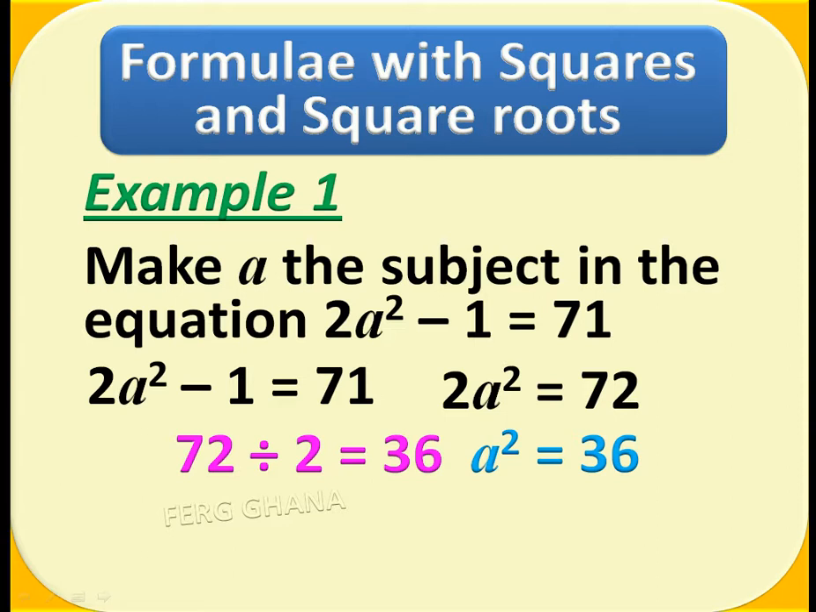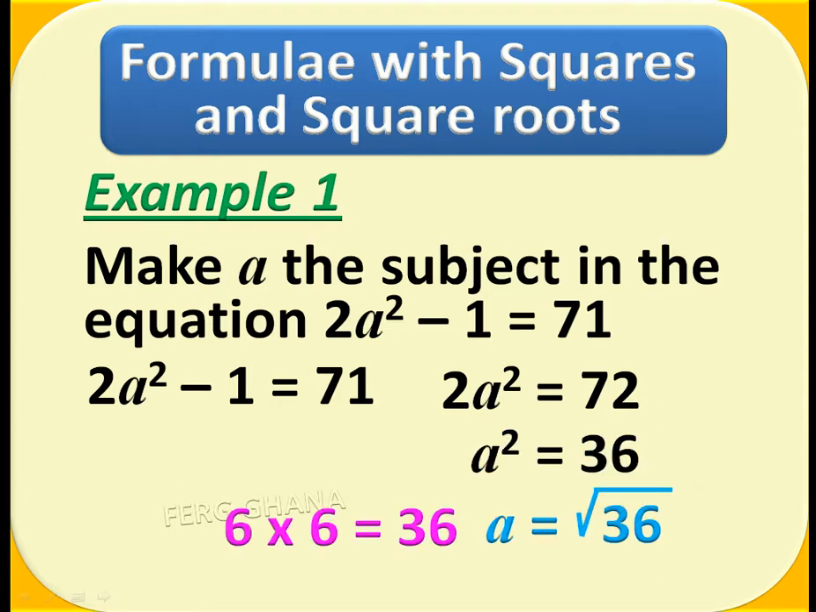Now, we are to make a standalone from the a squared, so moving the square to the other side gives us the square root of 36. So, we have a equals the root of 36. Since 6 times 6 is 36, we say the square root of 36 is 6. Therefore, a equals 6.